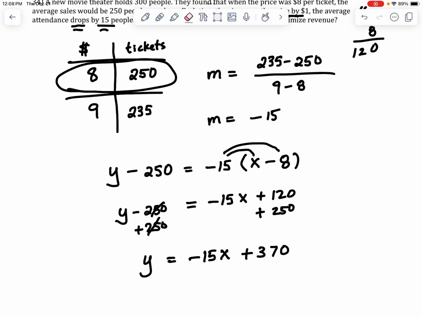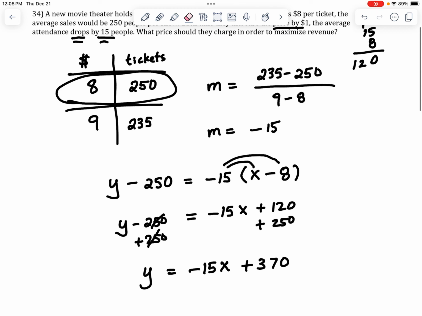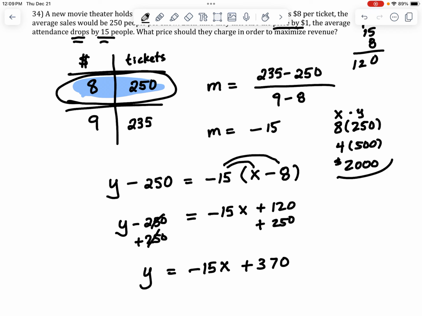Okay, now how do we maximize their revenue? Well, if you look, for example, when they charge $8 a ticket and 250 people come, then if you just multiply 8 times 250, which would be the same as 4 times 500, which would be $2,000. So they would make $2,000. So basically you just have to multiply the x with the y, and then that's going to be how much money they make.